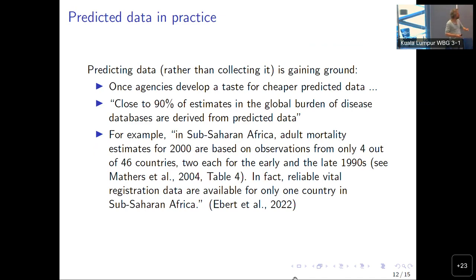So that's why at this point, once agencies develop a taste for cheaper data, once the incentives are there, it will take some effort to reverse, I think.